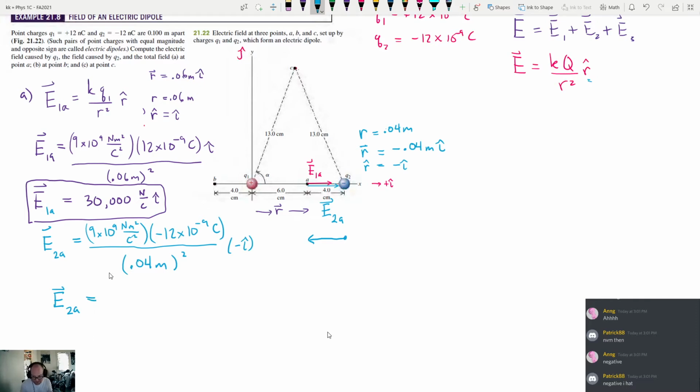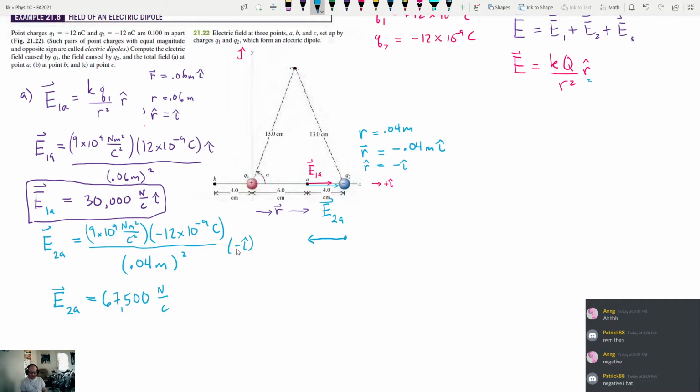And this one's going to be 9 times 12, which is 108, divided by 16. I don't think 108 is commensurate with 16. So 108 divided by... And I got 67,500. Newtons per coulomb.